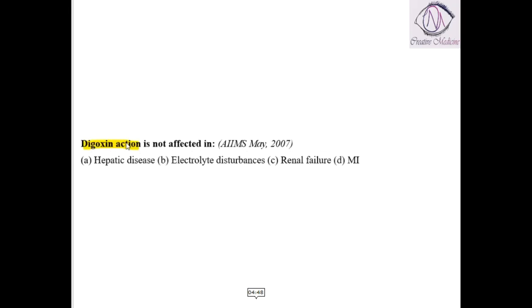Digoxin action is not affected by... Digoxin action is affected by electrolyte disturbances, renal failure, and hypothyroidism. It is not affected by hepatic disease.